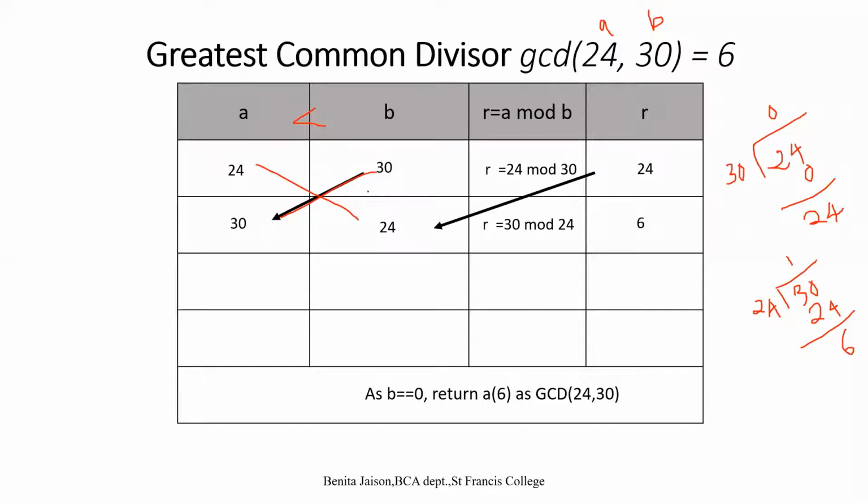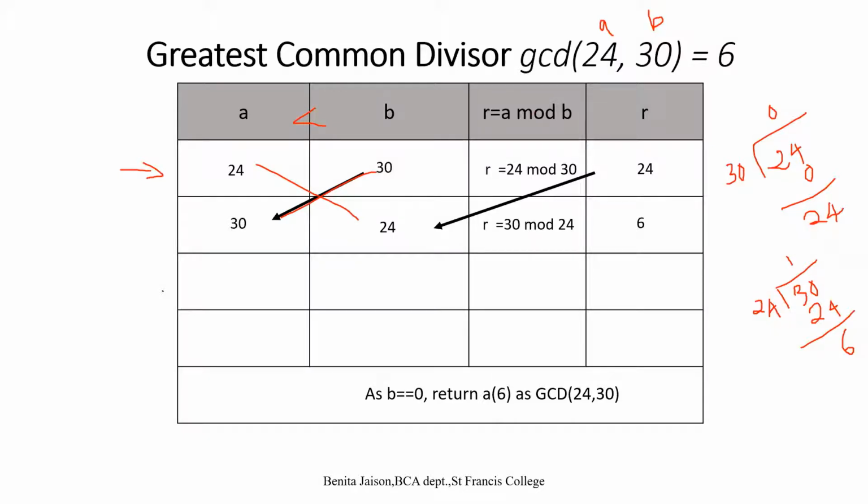So for this algorithm, ultimately, in order to run smoothly, we should have A value greater than B. Got it? So one extra iteration will be there, or one extra row will be there, or one extra time we will be finding the mod of A and B. Got it? So after this, all the steps will be the same as we did in the previous slide.